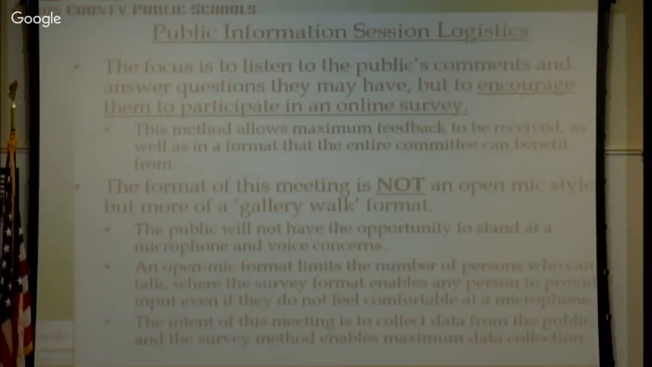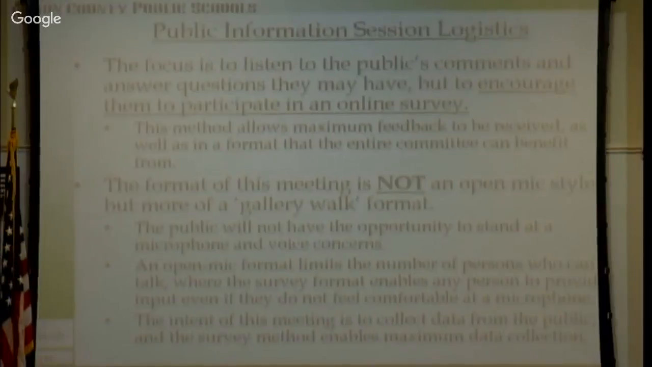This format is more of a gallery walk style format, the open house, where the public comes and they can talk with the committee and talk with us and sitting around them. It's not going to be an open mic type format, because I've been involved in open mic and I've seen the open mic format before.